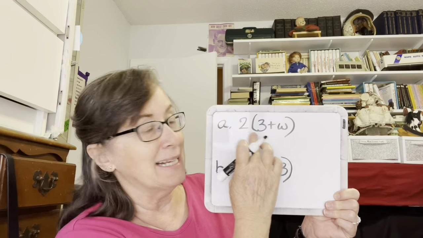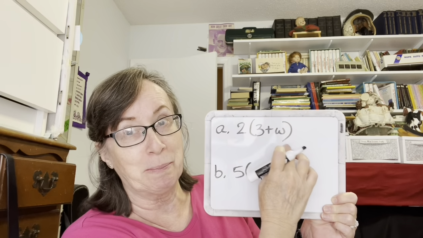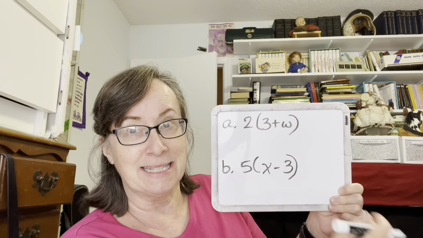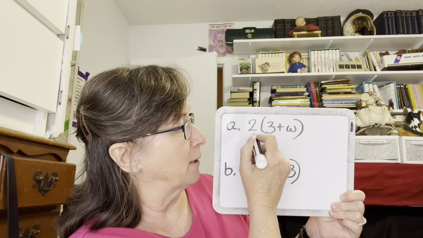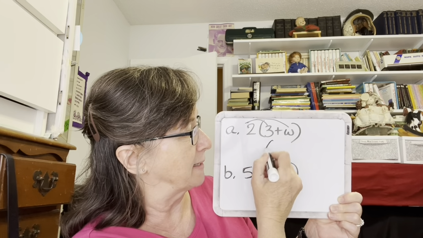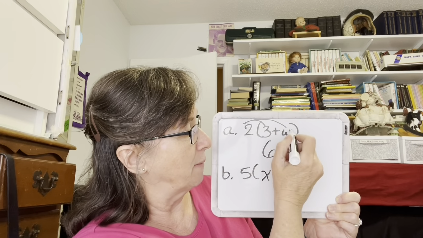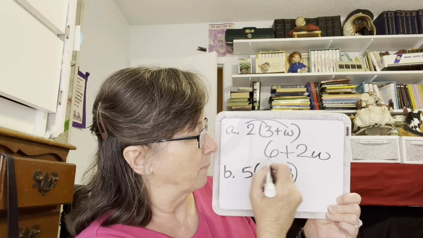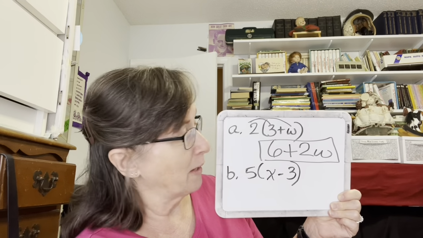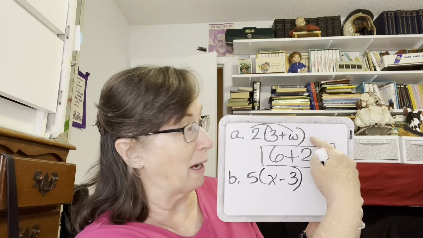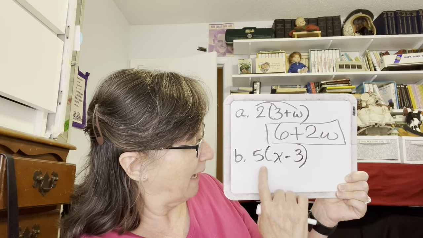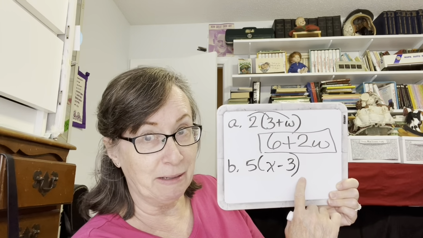We have 2 times 3 plus w. And we're going to expand both of these expressions. So remember, expanding is when we multiply the 2 into both of the parts. 2 times 3 is 6, plus 2 times w is 2w. Now, if we factor 6 plus 2w, by pulling out a 2, we should go right back to our original statement. Okay, 5 times x minus 3, we're going to distribute.